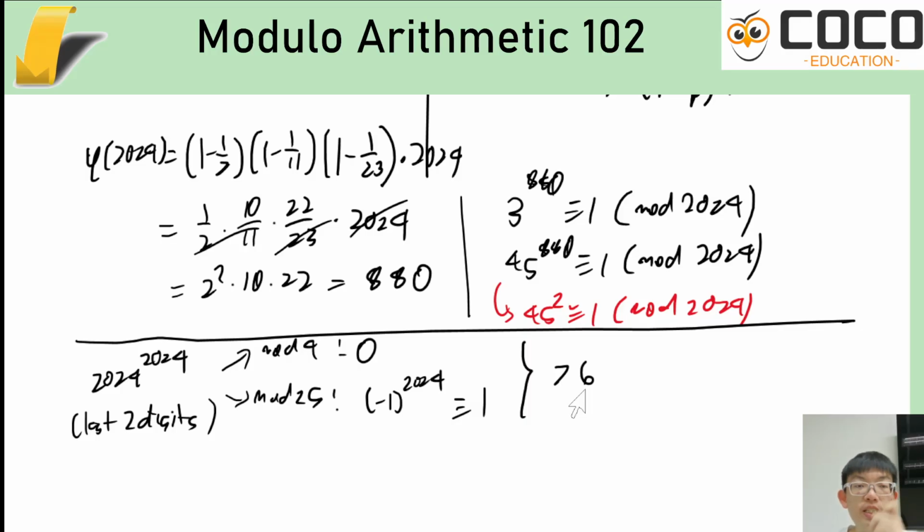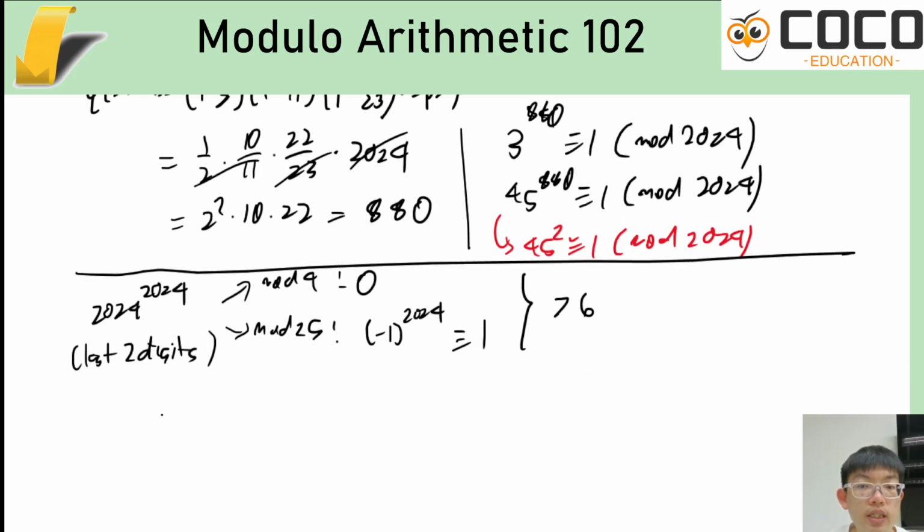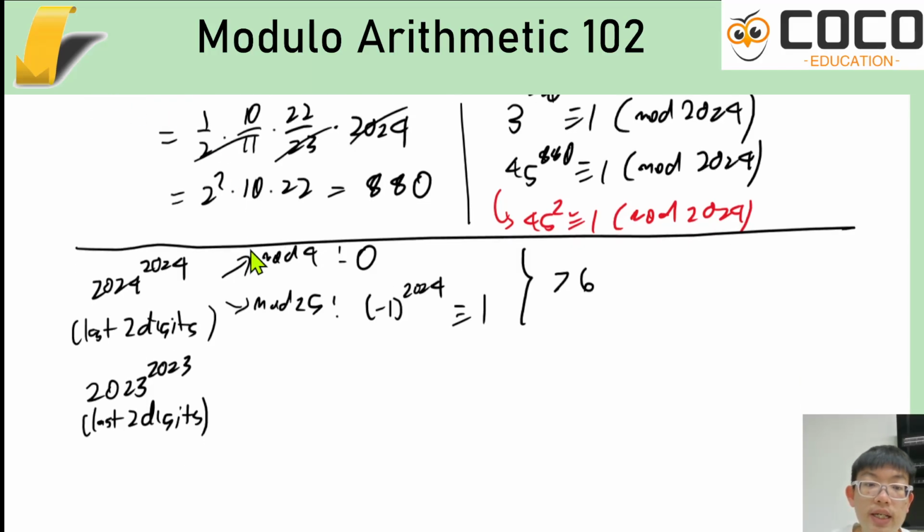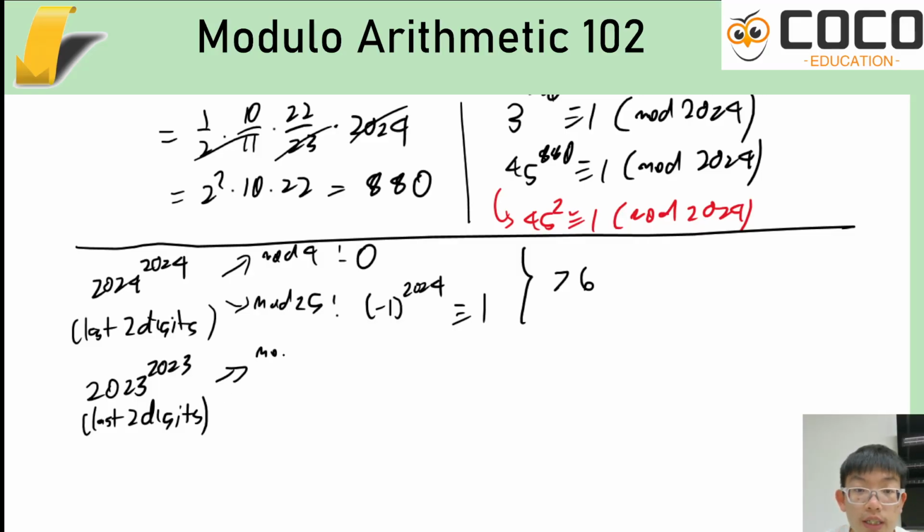How about if we had some other number instead? So let's go for something like, let's say, 2023. For obvious reasons, I'm not going to go for 2025 because that's even easier than what we had last time. So what happens if I want the last 2 digits of 2023 to the power of 2023 instead? Well, if I tried the same strategy, the mod 4 is easy. It's negative 1.